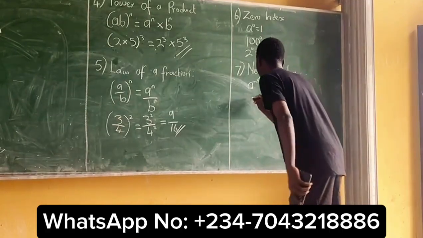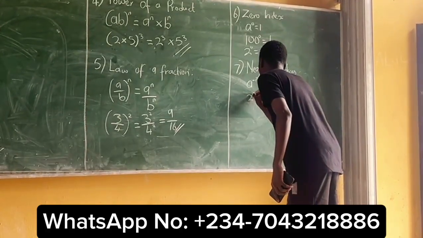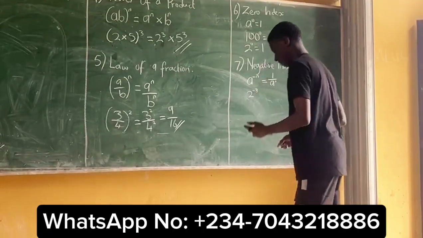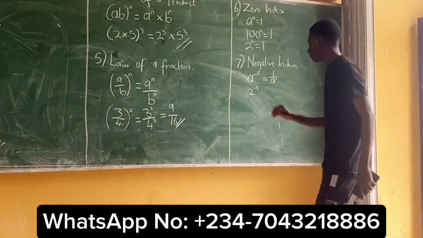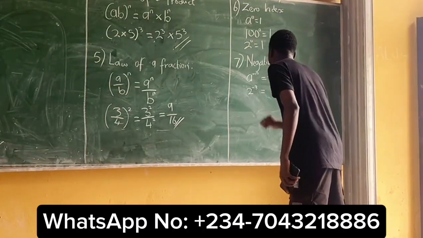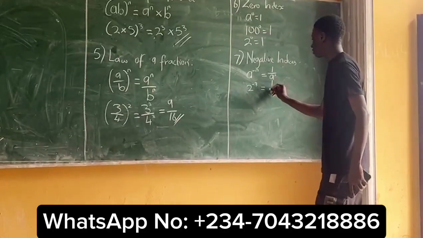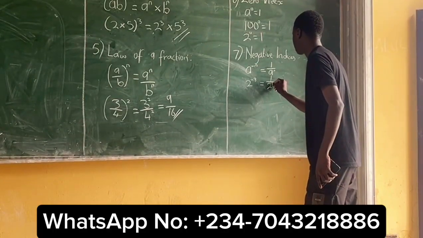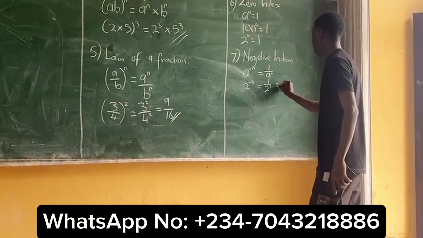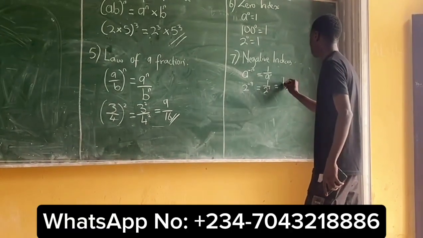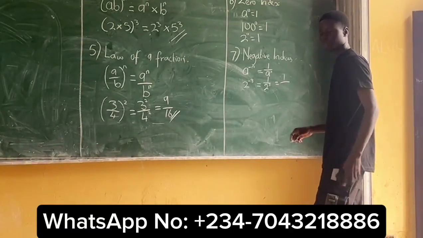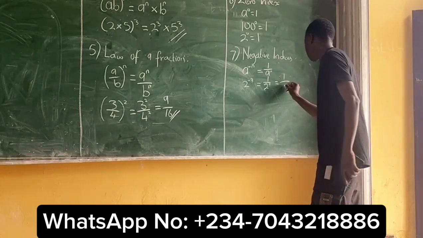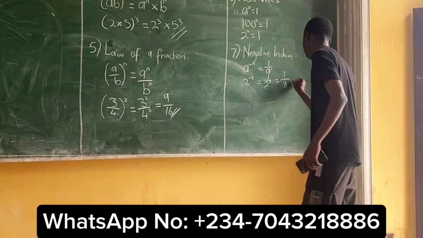Let's say, for example, we have 2 to the power of minus 3. So this will give us 1 over 2 to the power of 3. And 2 to the power of 3 is 8, so we have 1 over 8.